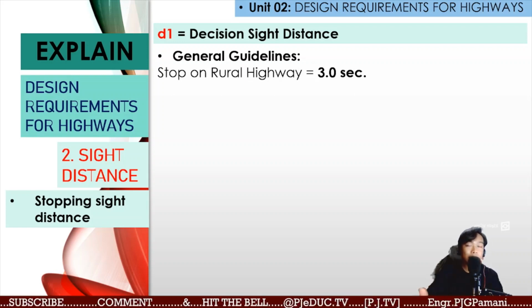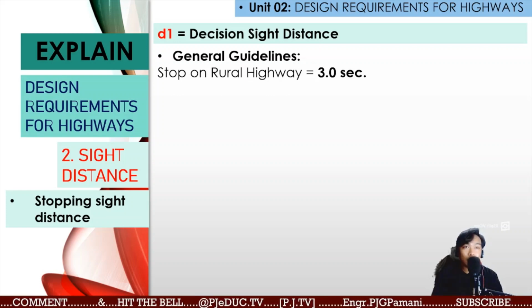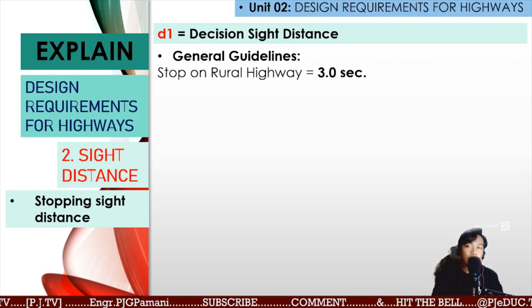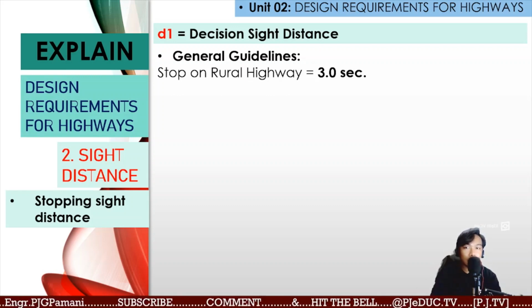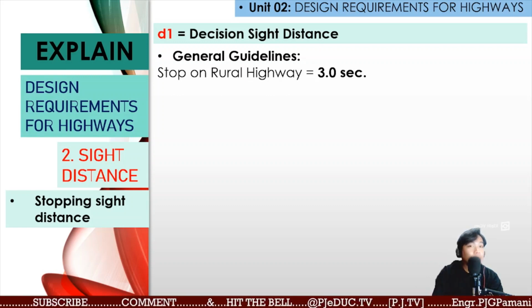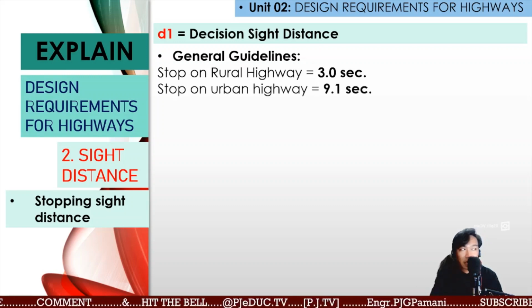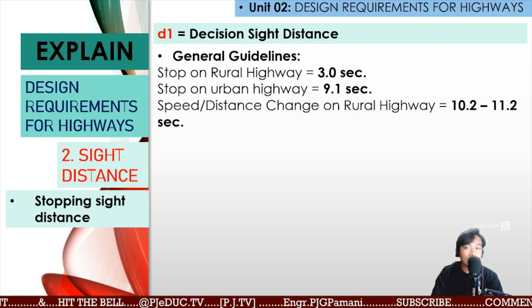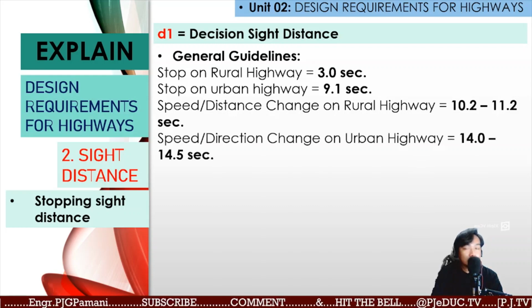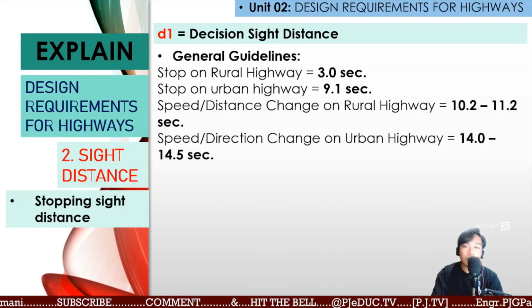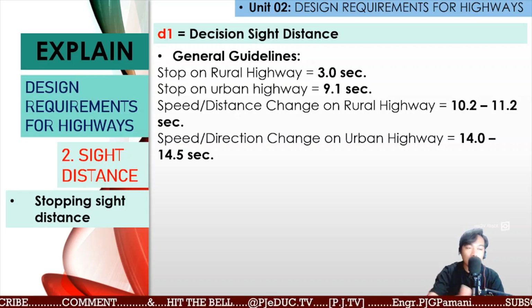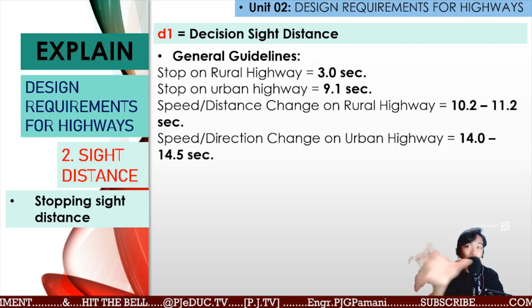But with regard to the different types of highway that we're going to consider in our designs, first thing, general guidelines: we have stop on rural highway. If you're going to stop on a rural highway to conduct decision sight distance, that should be within 3 seconds. Stop on urban highway, that should be 9.1 seconds. Speed or path change on rural highway should be between 10.2 to 11.2 seconds. Speed or direction change on urban highway. So this is where you are already changing your decision on whether someone will pass or not.